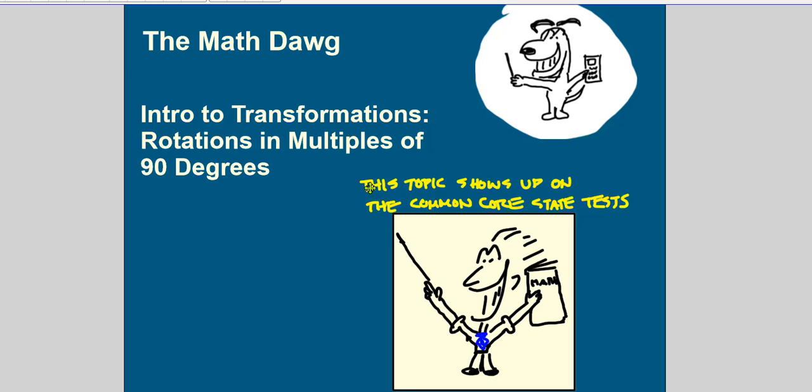And one of the main reasons I'm doing this topic is it shows up on the Common Core state math tests, where you are asked if you rotate a point, say 90 degrees counterclockwise, what's the new point? So let's get started.